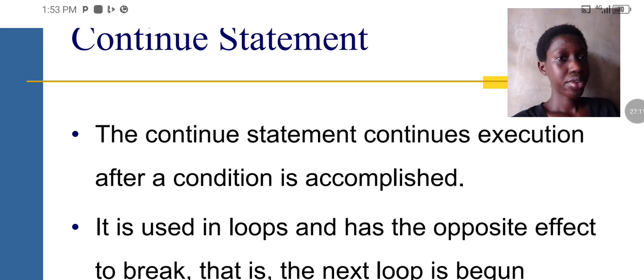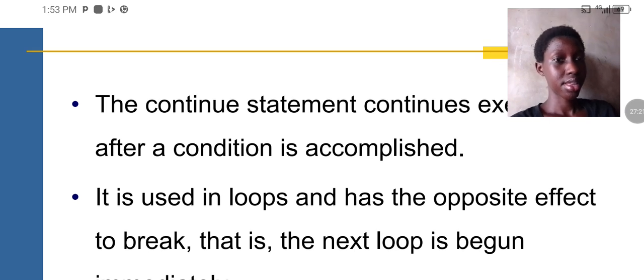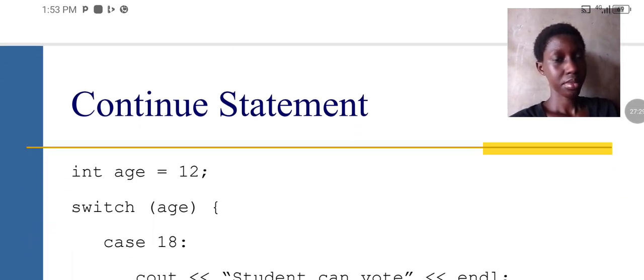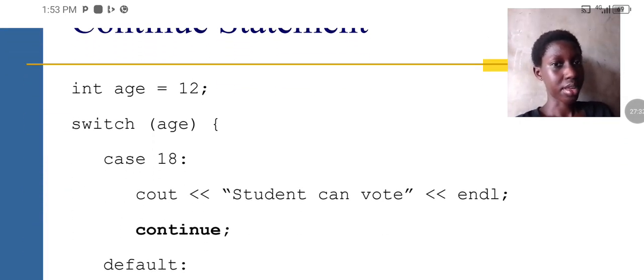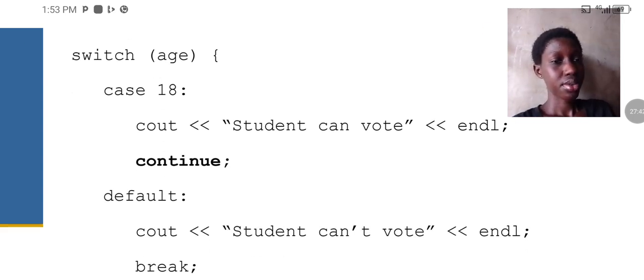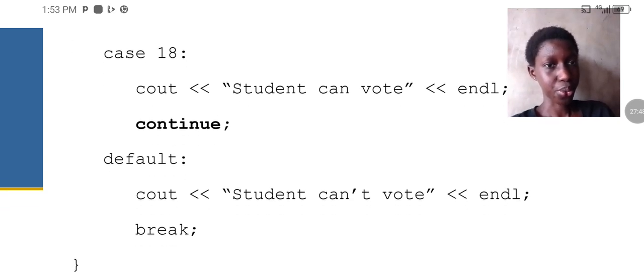Now for the continue statement, it's continuous execution after a condition is accomplished. It's used in loops and it has the opposite effect to break. That is, the next loop begins immediately. So here, instead of the break, we use a continue, right? Then we say students can vote, so continue. Then students can't vote, then you break. So both will be displayed for you when you run the codes.